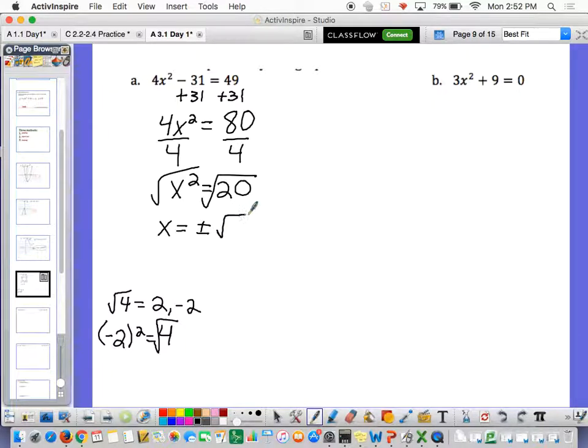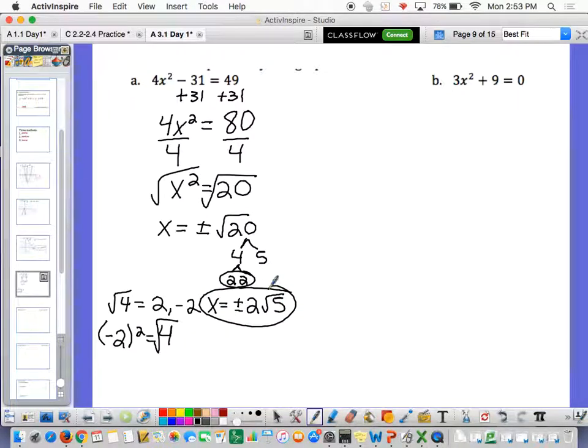Okay, so you have plus or minus the square root of 20, but we can't leave it the square root of 20. We do have to simplify. 20 breaks down into 4 and 5. 4 breaks down into 2 and 2. That is a pair. So now x is equal to plus or minus 2 times the square root of 5. And that is how you leave it, just like that. Okay, nothing fancy there. So that's helpful and nice.